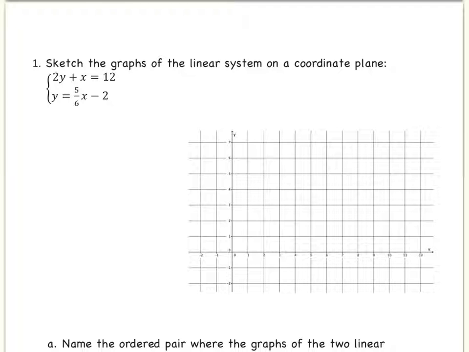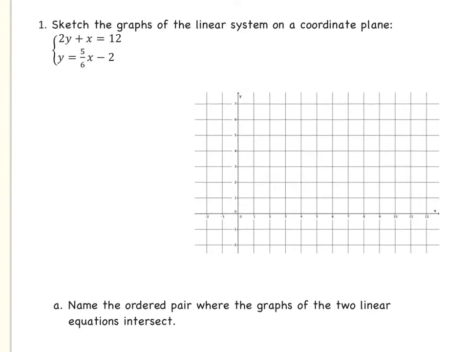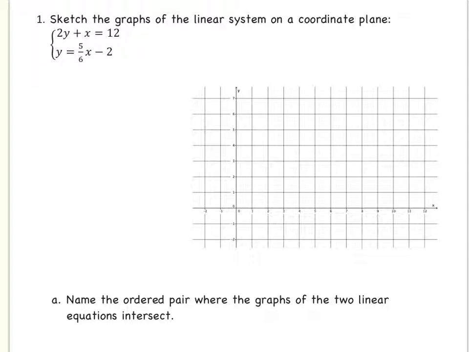So now let's take a look at example 1. We need to sketch the graphs of the linear system on the coordinate plane. So we have our first equation, 2x plus y equals 12, and y equals 5/6x minus 2. So the first thing is, if I want to graph the equation 2y plus x equals 12, first thing is that's not in the standard form of a line. Do you remember how we solved this yesterday? We did it two different ways. We put x equal to 0, and we also put y equal to 0. Remember, we figured out what that ordered pair is, and we graphed those 2 points.